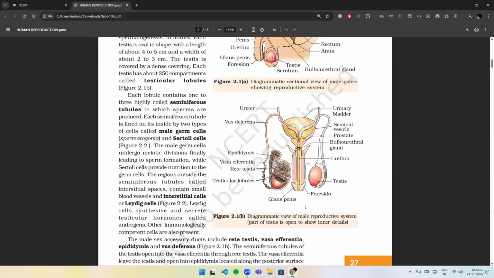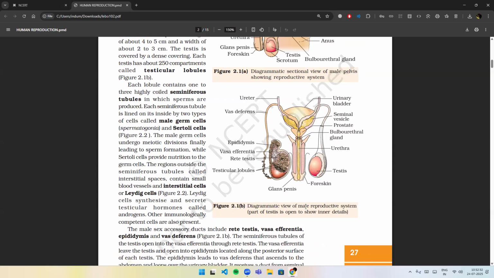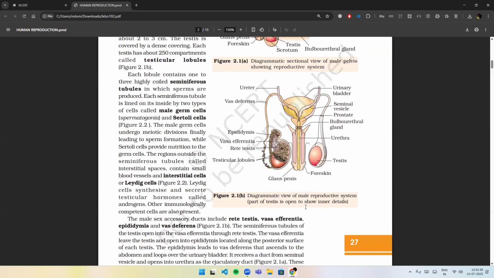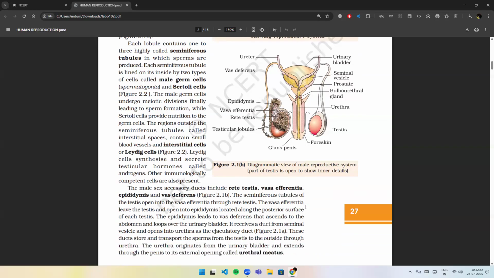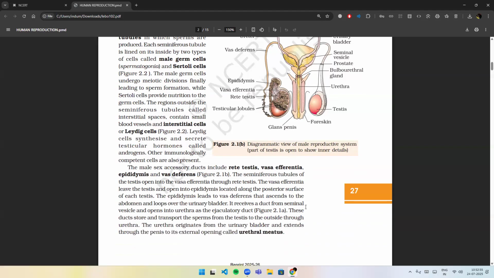Each seminiferous tubule is lined on its inside by two types of cells called male germ cells, spermatogonia, and Sertoli cells. The male germ cells undergo meiotic divisions, finally leading to sperm formation, while Sertoli cells provide nutrition to the germ cells. The regions outside the seminiferous tubules, called interstitial spaces, contain small blood vessels and interstitial cells or Leydig cells. Leydig cells synthesize and secrete testicular hormones called androgens. Other immunologically competent cells are also present.